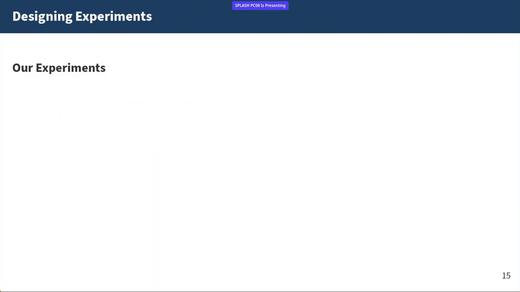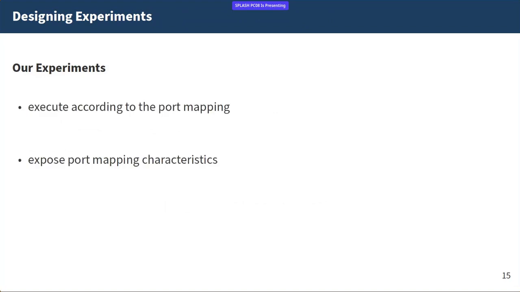So instead, we generate our experiments according to a fixed scheme, no randomization in here. The idea is that we, on the one hand, want to make sure that the experiments actually execute according to the port mapping, which means that we avoid any data dependencies in there, because if the throughput is determined by data dependencies, then we don't learn much about the port mapping. On the other hand, we also want to make sure that the experiments are able to really expose the characteristics of the port mapping.